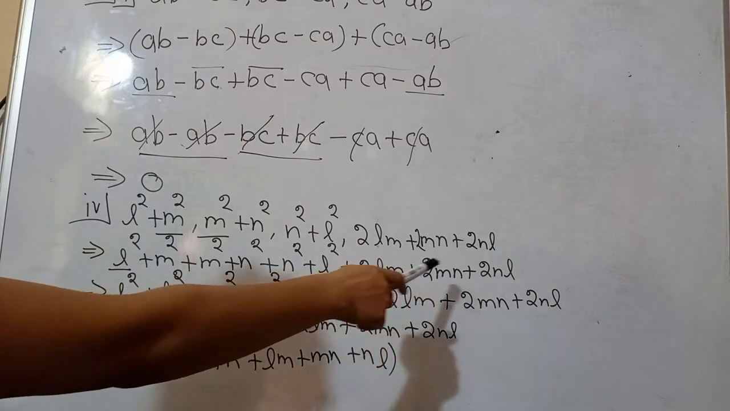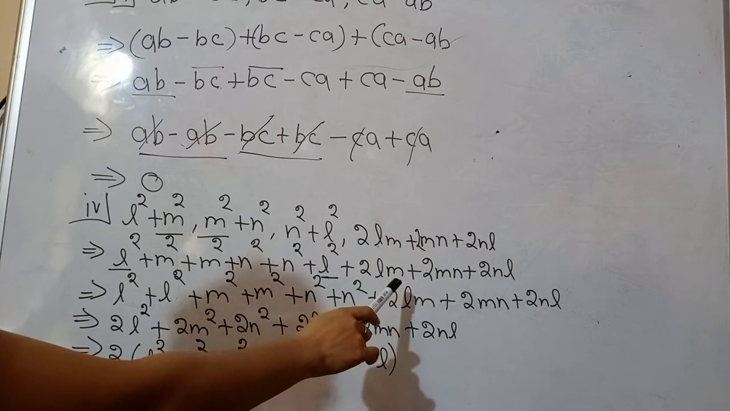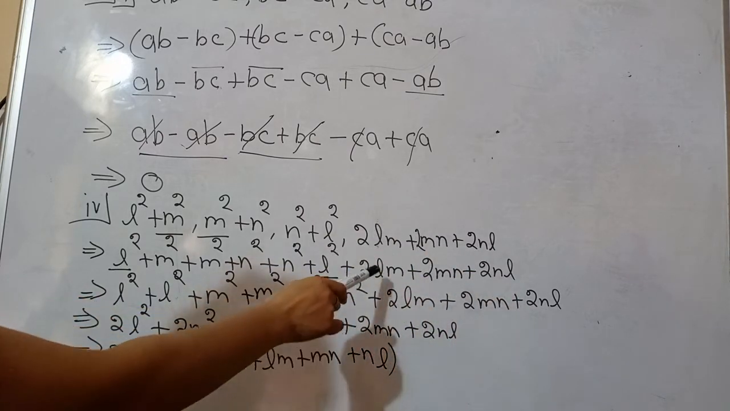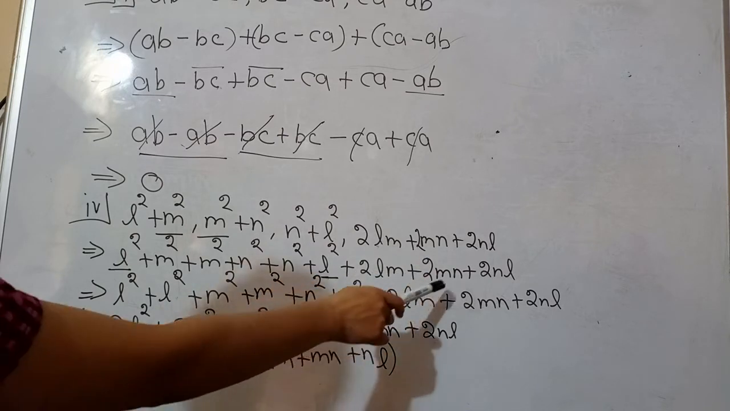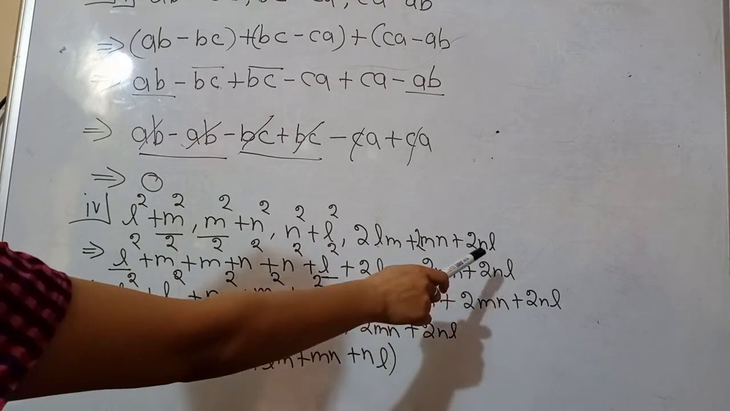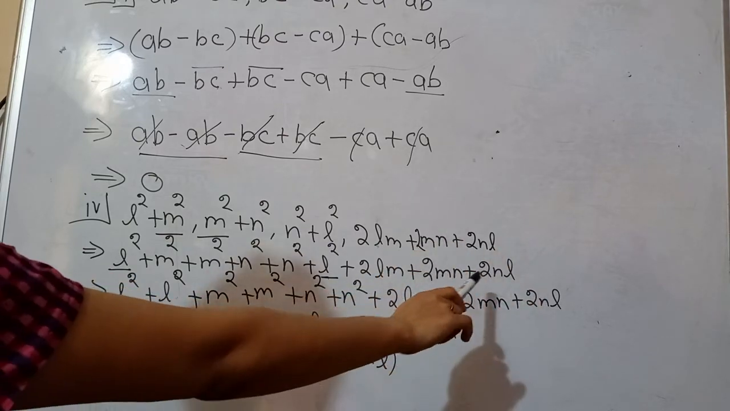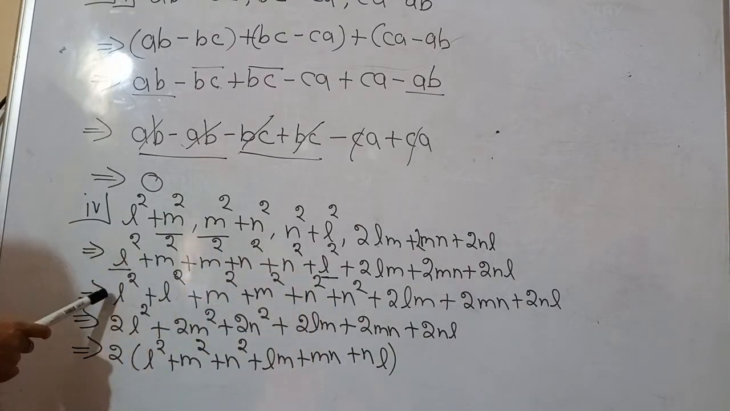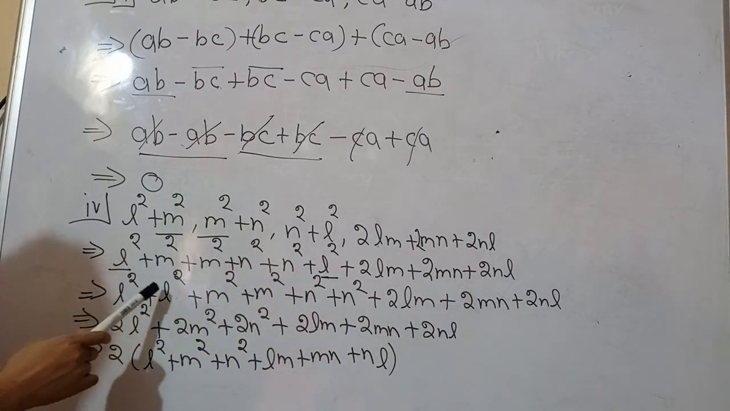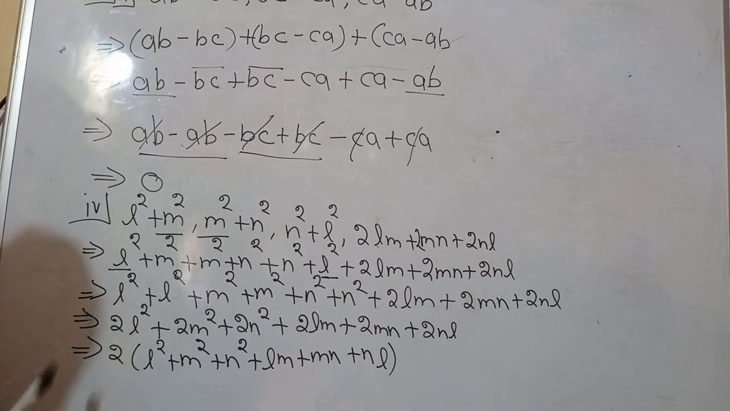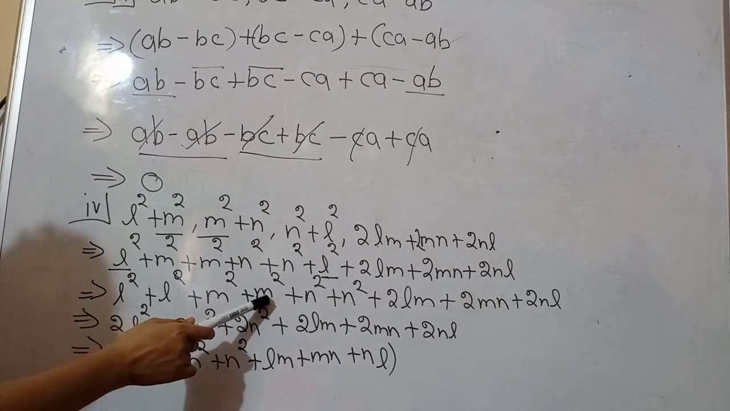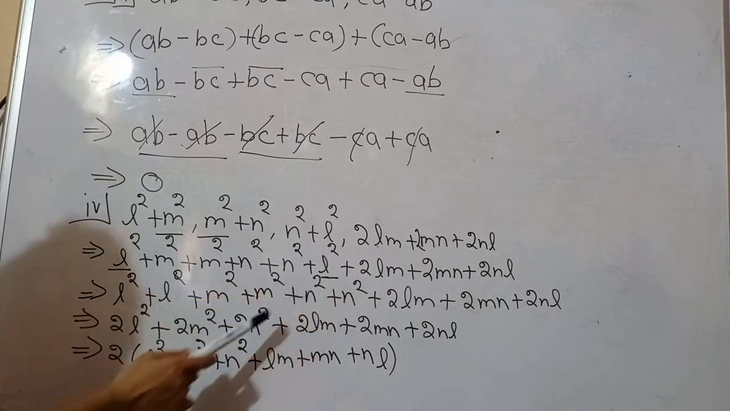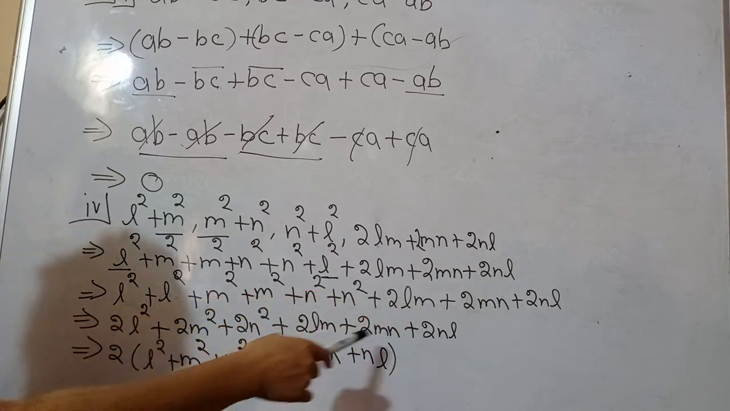But here in the last term, which is the fourth term, 2lm, 2mn, 2nl, you can see no variable is similar. Like here l and m is given, but here m and n is given, and in the third term n and l is given. It means the terms do not have any common variable, so we will write it as it is. Now l square plus l square, how many l square? 1l square plus 1l square will give us 2l square. Similarly, 1m square plus 1m square will give us 2m square. n square plus n square is 2n square, and the last term remains as it is.